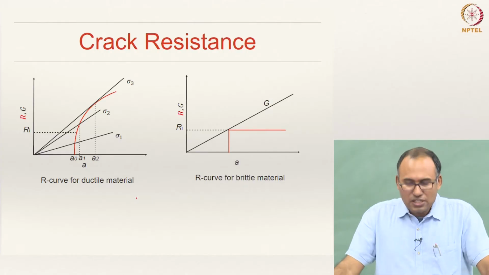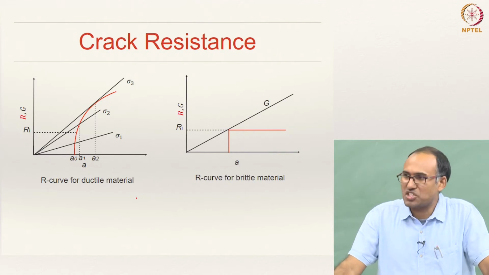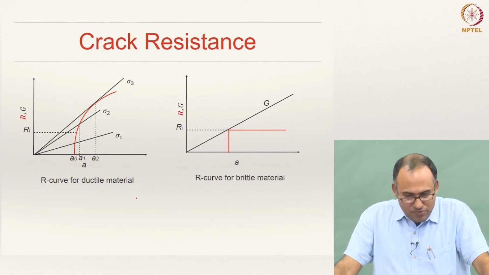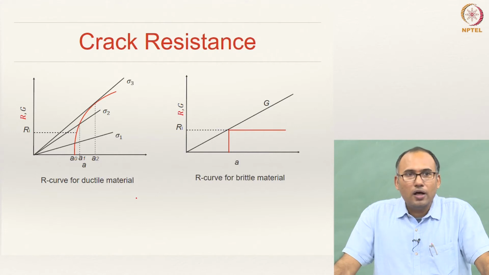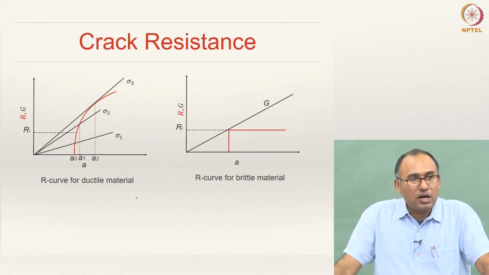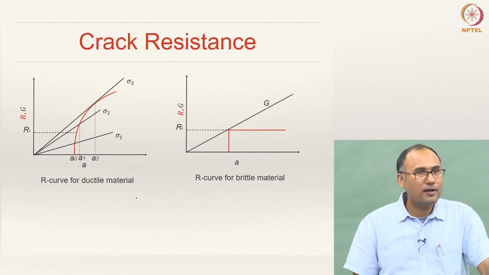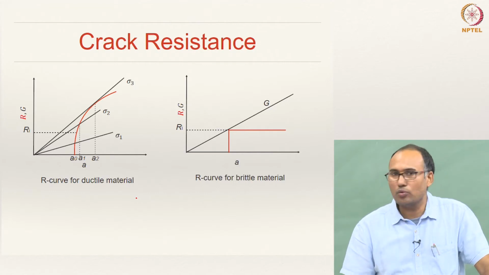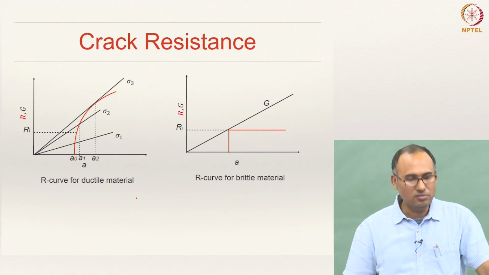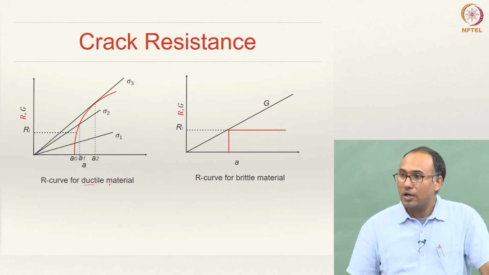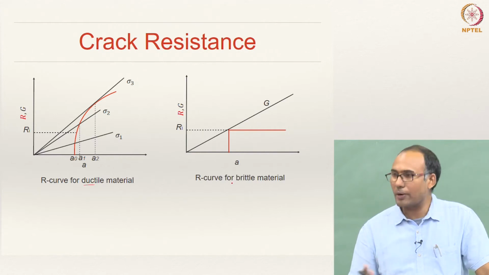Now let us talk about this concept of crack resistance. Here you have two curves. The left hand side is the crack resistance curve, also called the R curve, for a ductile material, and the right hand side you have an R curve for a brittle material.